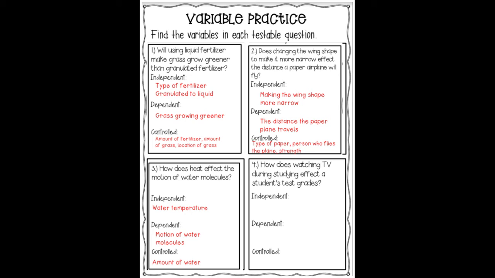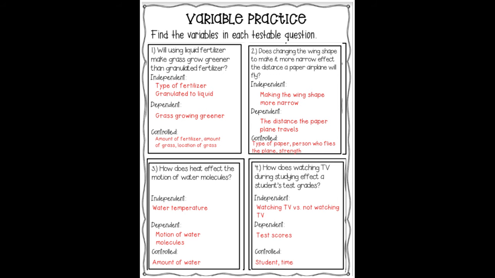There you go. And finally, number 4, how does watching TV during studying affect a student's test grades? Independent variable is watching TV versus not watching TV. So you would study during a time when you are watching TV and study when you are not watching TV. The dependent variable is the test scores, how well you do on the test.